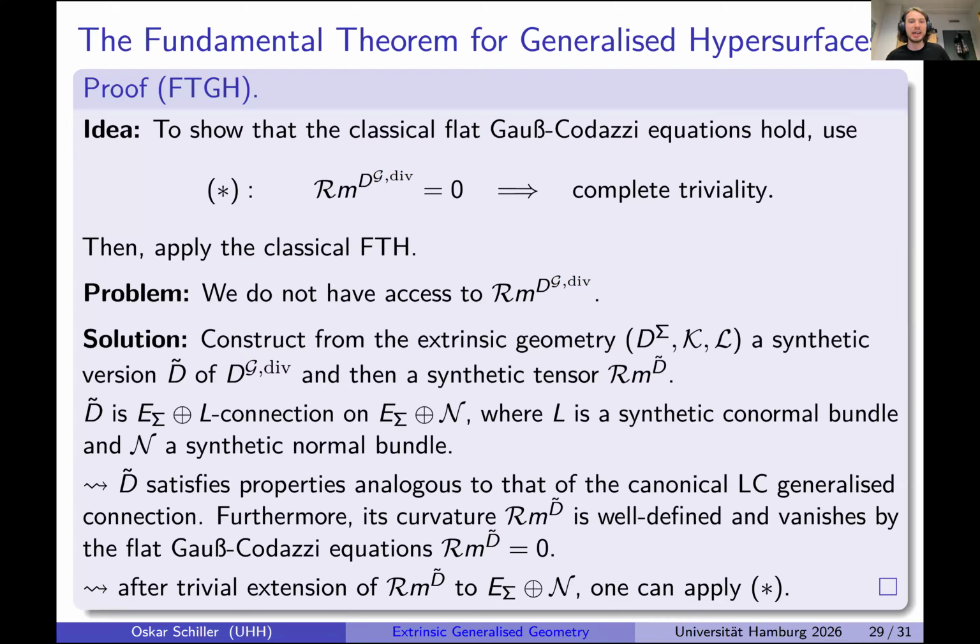And to overcome this, we construct several synthetic objects that act like an ambient space without fully constructing the ambient space directly. At first we construct a synthetic version of the canonical connection. This synthetic connection, to be specific, has to be an E sigma plus L connection on E sigma plus N. Here L is a synthetic co-normal bundle, and N is a synthetic normal bundle.